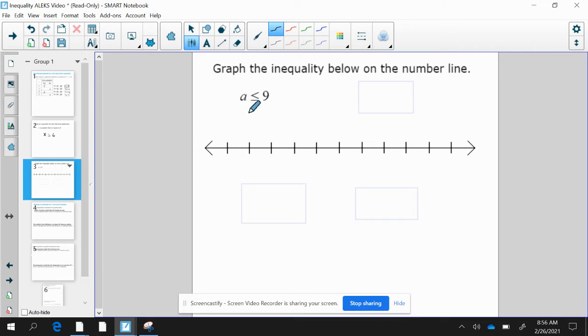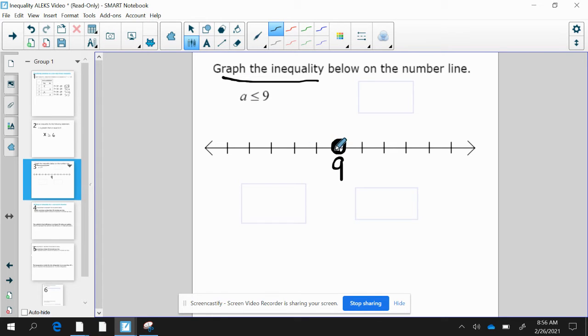You may see a problem like this where it says graph the inequality below. A is less than or equal to 9. So if we have a 9 right here, and I said you need to graph this inequality, you need to show me on a graph what this means. That's what that means. Show me on a graph.